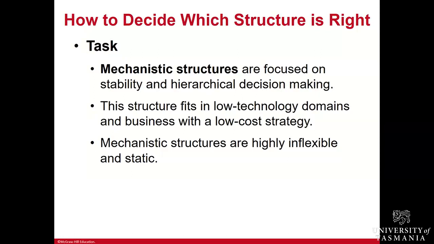When we are thinking about the task, if a company is producing one unique product, very simple, not complex or less complex, and not requiring very high technology, and the business is seeking a local strategy, then we can say that yes, this is a mechanistic structure in relation to the task. Considering that it does not require higher technology, follows a local strategy, and has a highly inflexible and static company structure, then we can say yes, functional can work for this company.